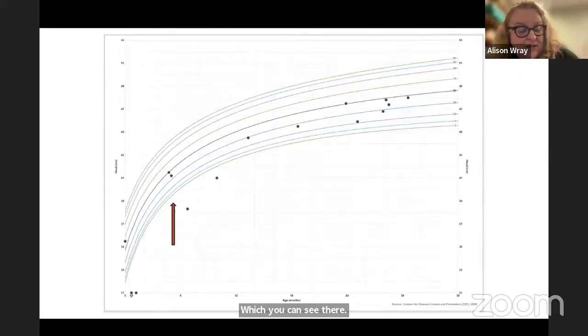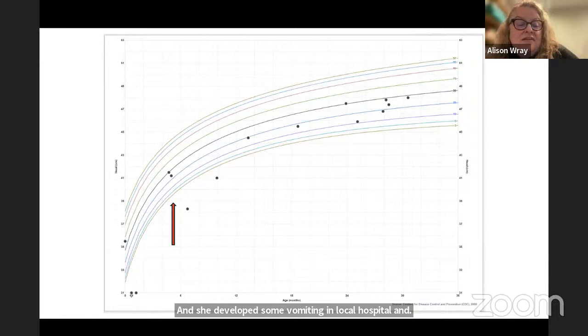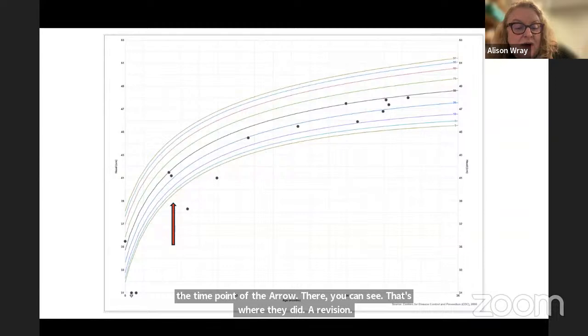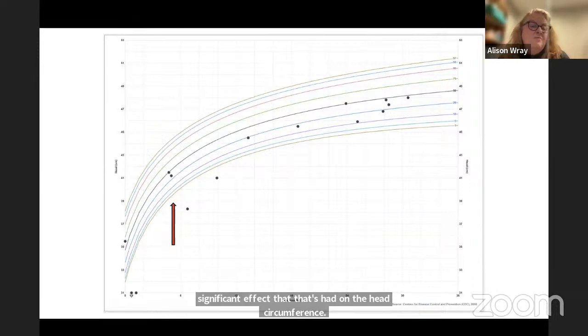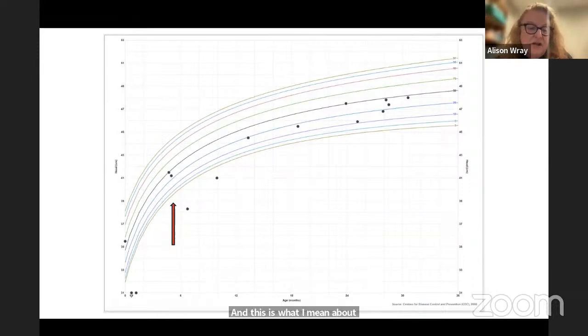Interestingly, though, she went back to Darwin, which does have some neurosurgical services for adults, but not necessarily pediatric neurosurgical services. And she developed some vomiting, was seen at a local hospital, and at the time point of the arrow there, you can see that's where they did a shunt revision, and they changed her from her OSV shunt to a low-medium pressure differential valve shunt. And you can see the significant effect that that's had on her head circumference. And this is what I mean about the problems with the negative forces associated with the shunt, with the significant head drop that was associated with that.